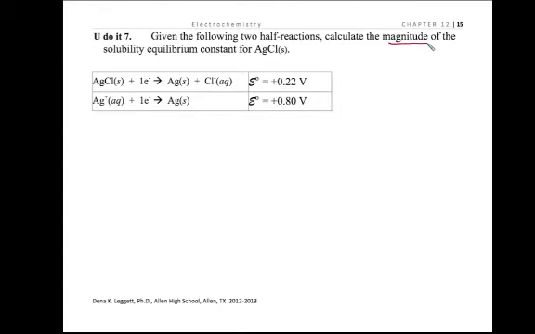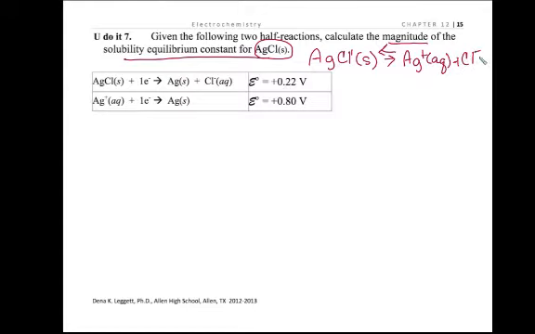We want to calculate the magnitude of the solubility equilibrium constant for silver chloride. Now, whenever you see solubility equilibrium, we want our solid as our reactant. A few of you didn't capture this in this unit, and we want to make sure we get this. Solid in equilibrium with our aqueous ions. That's what a solubility is. It's always the solid in equilibrium with the aqueous ions. And we want to find the equilibrium constant for that by using an electrochemical study.